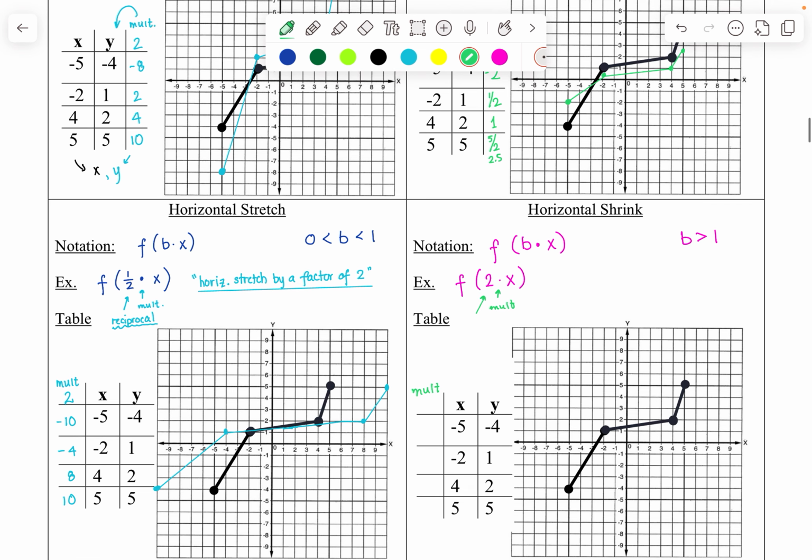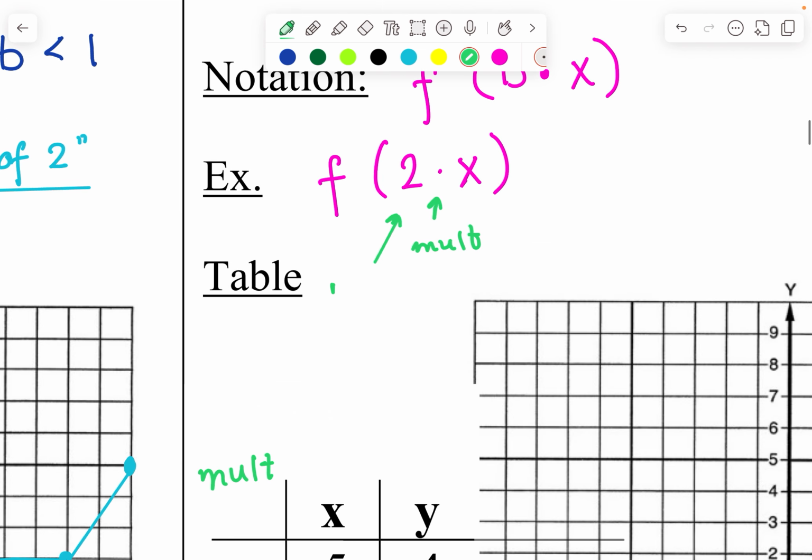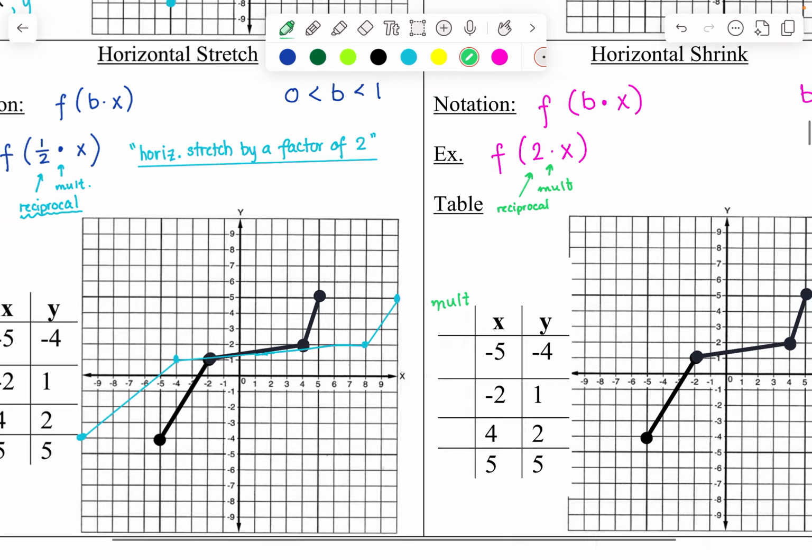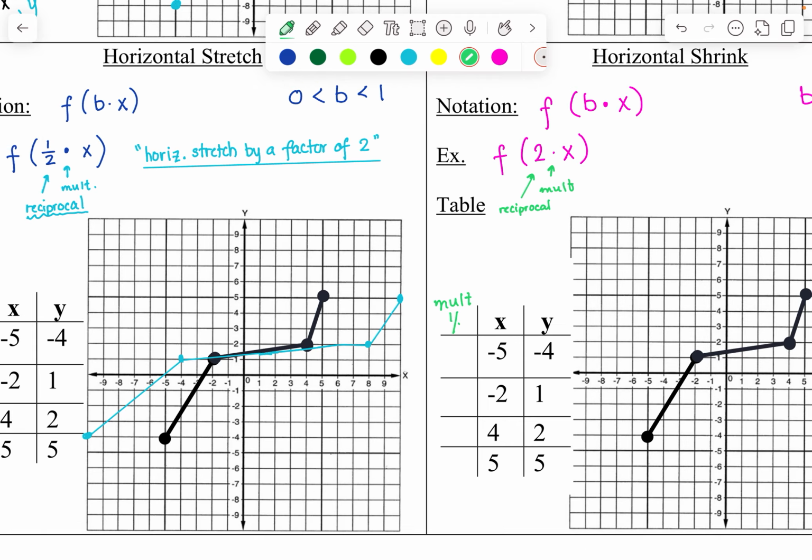I'm going to zoom in and write reciprocal. Okay. And the reciprocal of 2 is 1/2. So I'm multiplying these guys by 1/2: negative 5/2, or negative 2.5. This is a negative 1, positive 2, not a negative. Half of 4 is 2, and half of 5 is positive 5/2, or positive 2.5.